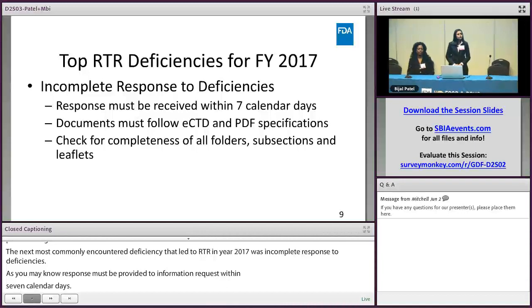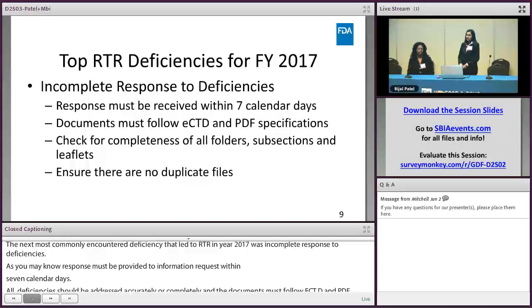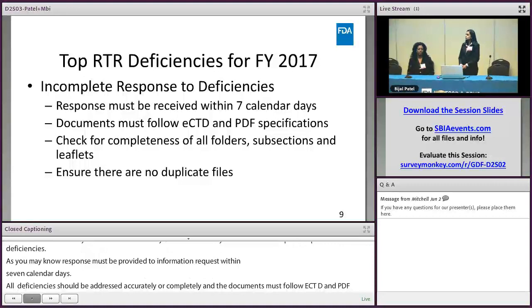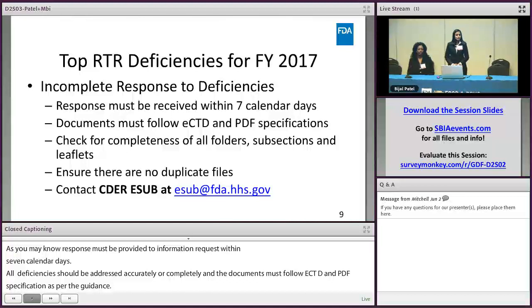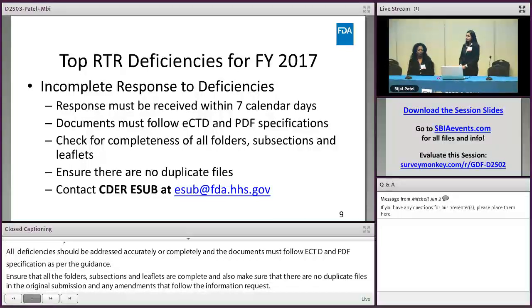Ensure that all the folders, subsections, and leaflets are complete, and also make sure that there are no duplicate files in the original submission and any amendments that follow the information request. If you do need assistance with eCTD, please contact CDER ESUP at esup@fda.hhs.gov prior to responding within the 7 calendar days.